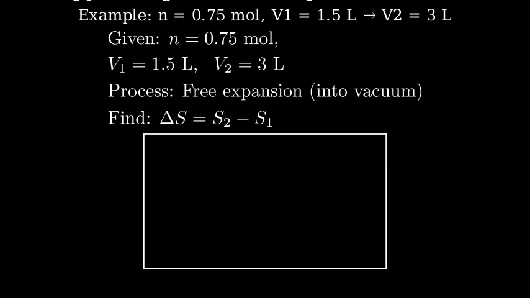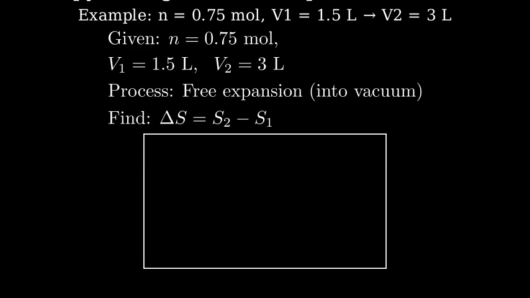Let's build an intuitive visual. Imagine a rigid, thermally insulated container with a removable partition in the middle. At the start, the gas is confined to the left side, volume V1, while the right side is vacuum. When we remove the partition, the gas expands freely to fill the whole container, reaching volume V2.